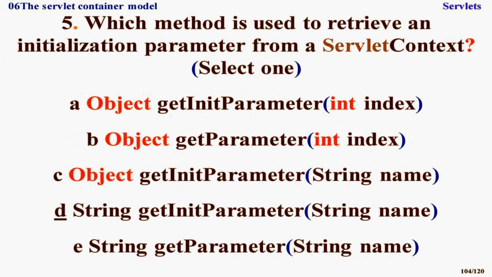5. Which method is used to retrieve an initialization parameter from a servlet context? Select 1. A. Object getInitParameter(int index). B. Object getParameter(int index). C. Object getInitParameter(String name). D. String getInitParameter(String name). E. String getParameter(String name).